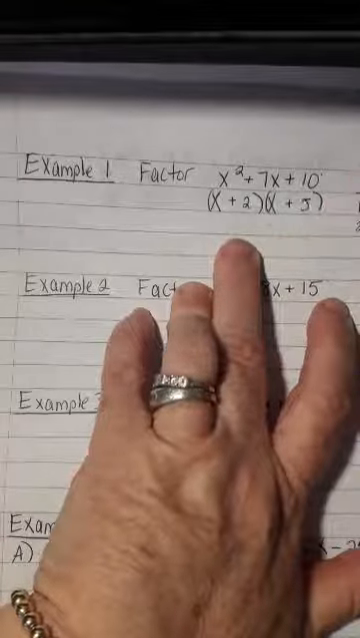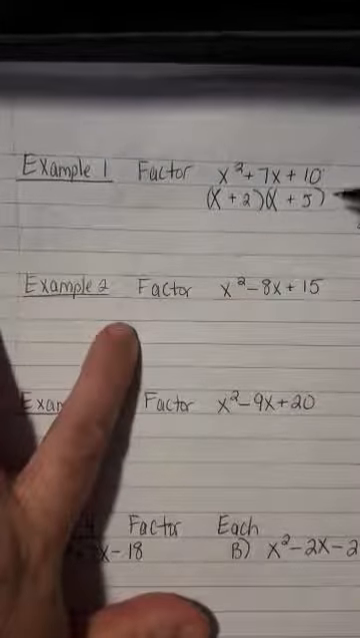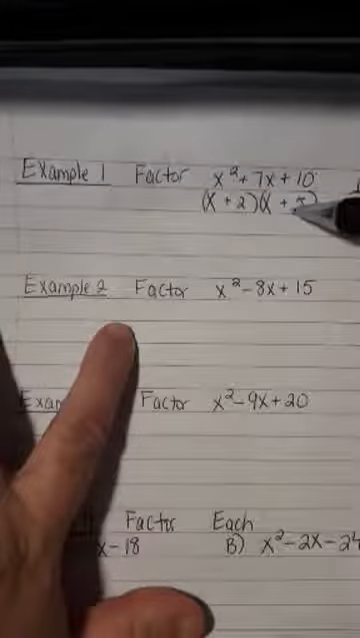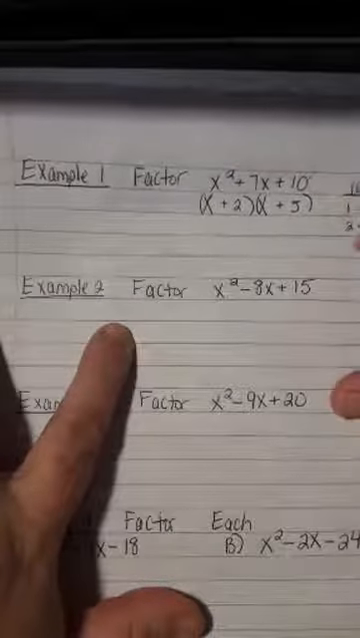So that is your answer, x plus 2 times x plus 5. Again, if you had put x plus 5 times x plus 2, if your parentheses were backwards from mine, that's okay. It gives you the same exact result.